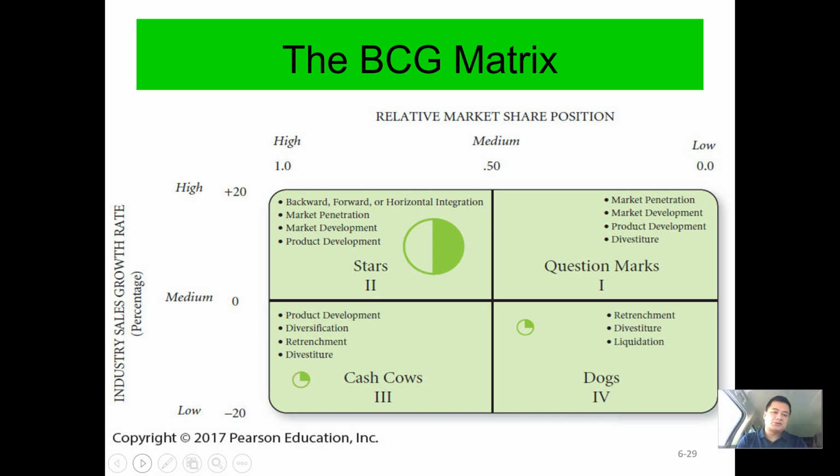And on the vertical axis, it's the industry sales growth rate percentage: high, medium, low. For cash cows, as you can see, there are product development, diversification, retrenchment, and divestiture. And for dogs, retrenchment, divestiture, and liquidation strategies can be used in the BCG matrix.